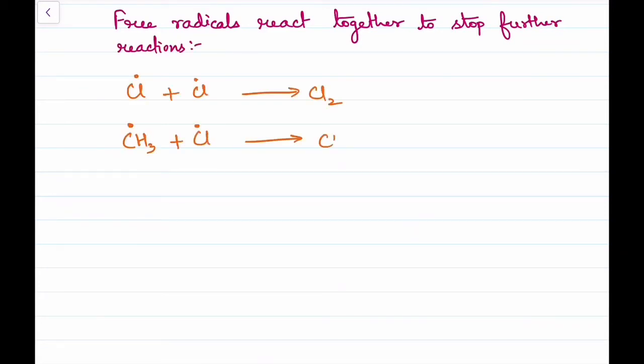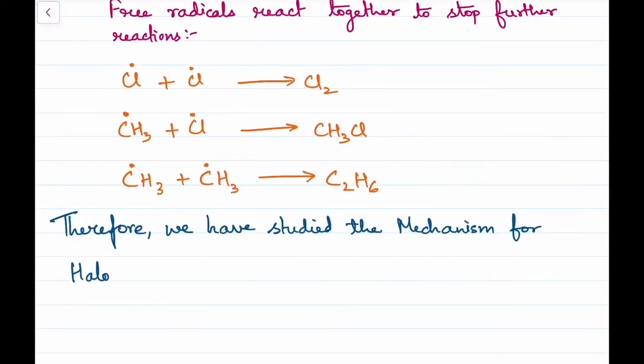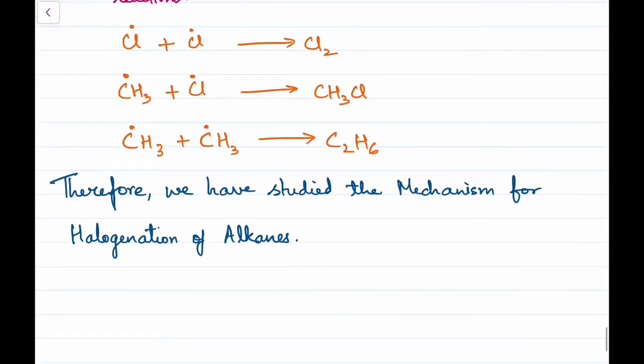Chlorine free radicals react together to form chlorine. Free radicals of methyl and chlorine react together to form CH3Cl. And methyl free radicals react together to form C2H6, which is ethane. Therefore, we have studied the mechanism for halogenation of alkanes.